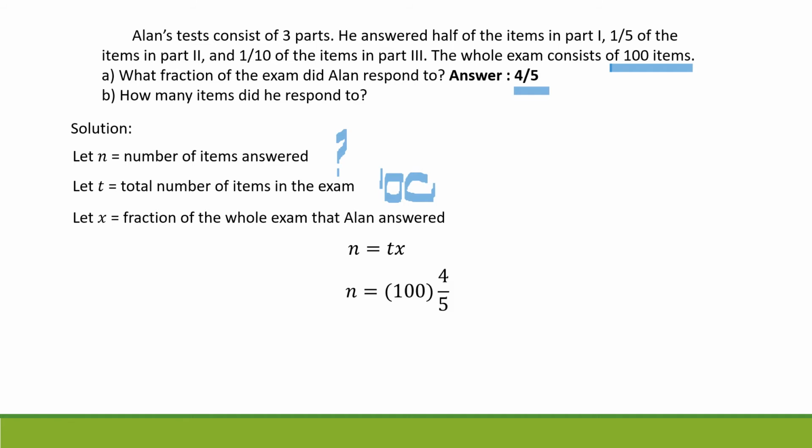So, substitute lamang natin yung T, which is 100, and yung X natin na 4 over 5. So, we have N is equal to 100 times 4 over 5. Therefore, we have the answer of 80. So, 80 items yung nasagot ni Alan out of 100 items.